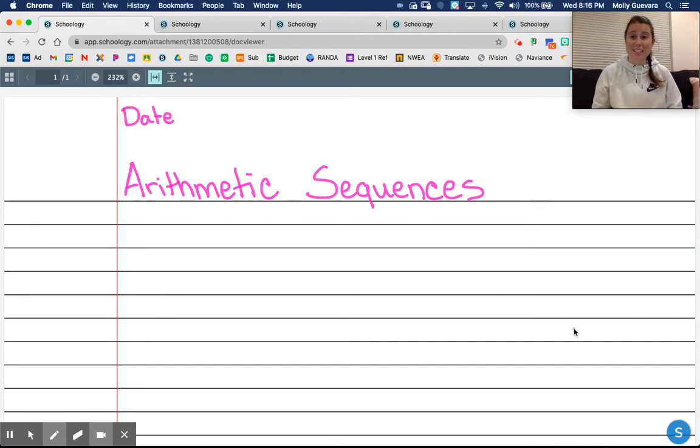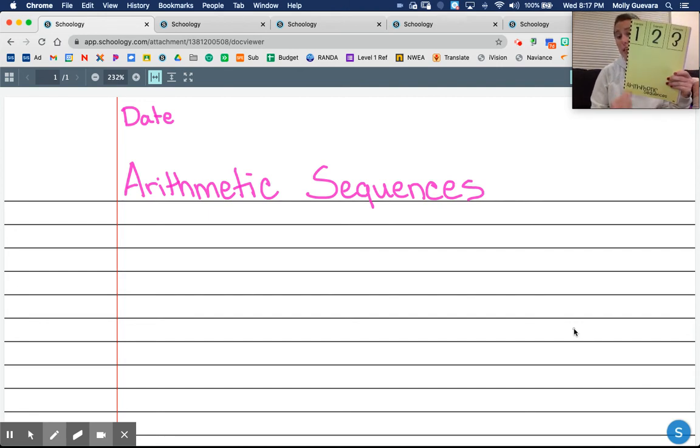We are starting our next lesson, which is about sequences. We're going to split this into two different lessons. We're going to do arithmetic sequences today, and then we'll do geometric sequences in our next video. You are going to need a foldable for today.